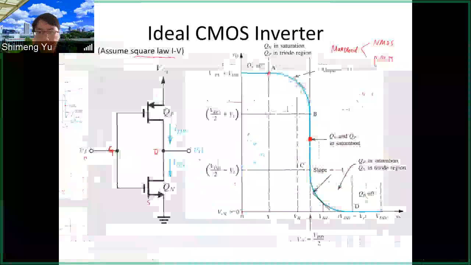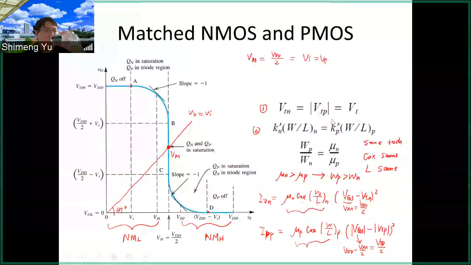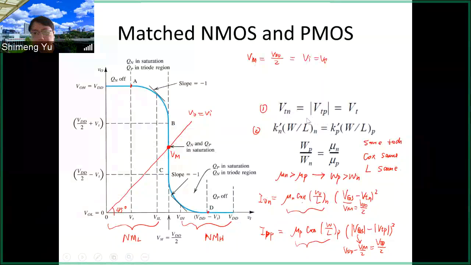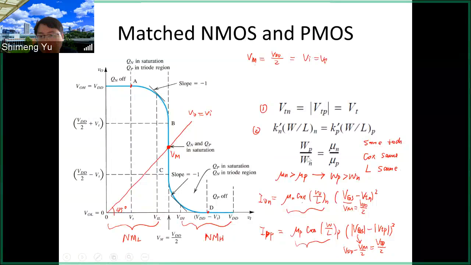And again, so we have those two criteria here. Threshold voltage is the same, and this coefficient in front of the voltage terms in the current equation should be the same. And that is often translated to this ratio of the width, Wp over Wn, like mu n over mu p.